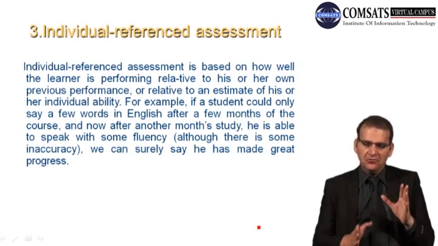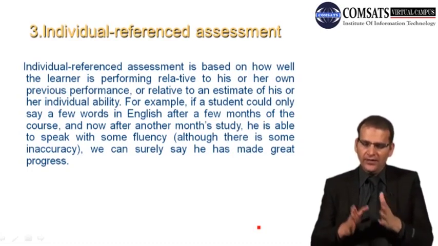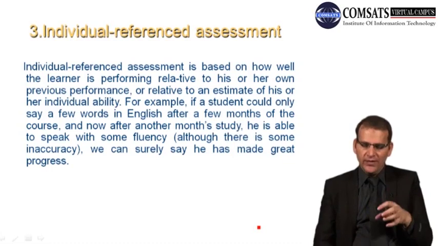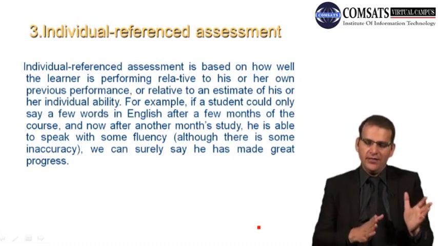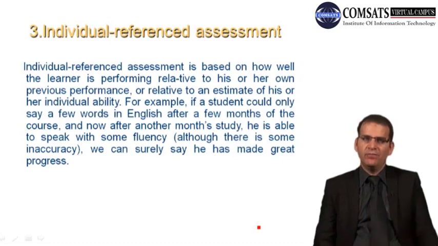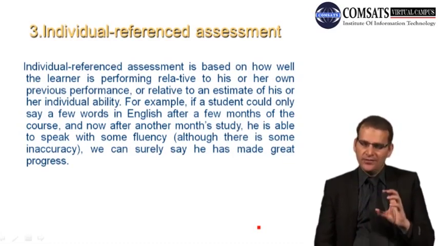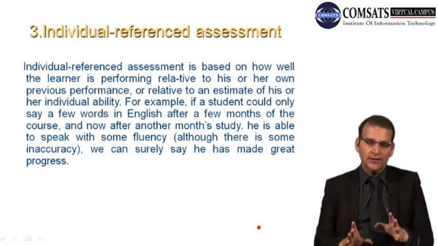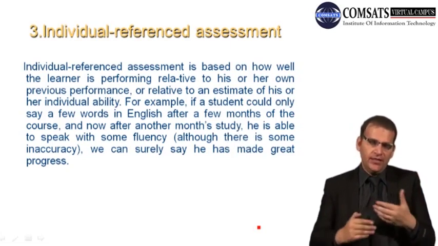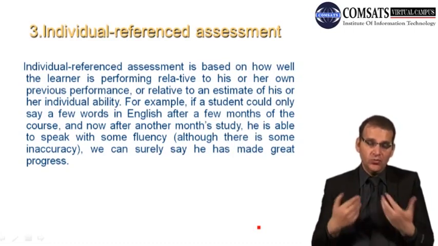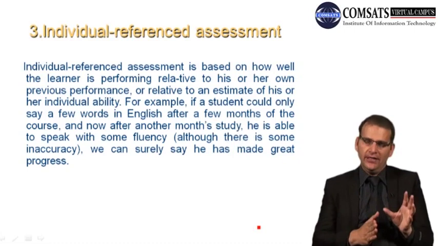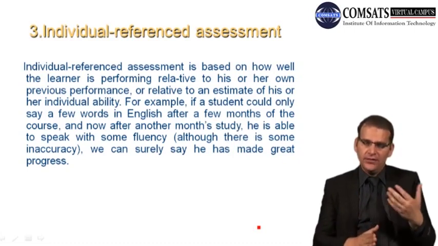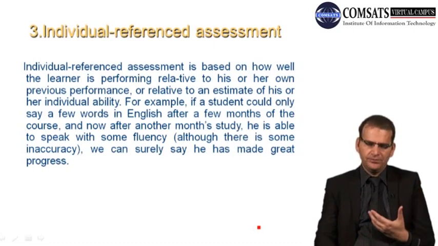For example, if a student could only say a few words in English after a few months of the course, and now after another month's study, he's able to speak with some fluency, although there is some inaccuracy, we can surely say that he has made great progress. So at present, of course, he'll get a better score. We forget his past. Maybe before the midterm, he was a very slow learner, right? But now after the midterm, once you see that he has improved, and he is improving and working on it, this criteria we call individual-referenced assessment.